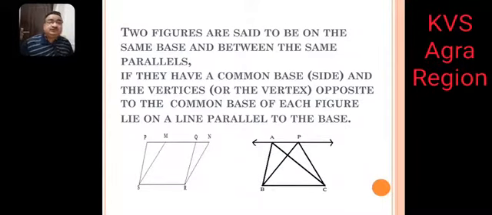So, two figures are said to be on the same base and between the same parallels if they have a common base and the vertices opposite to the common base of each figure lie on a line parallel to the base.